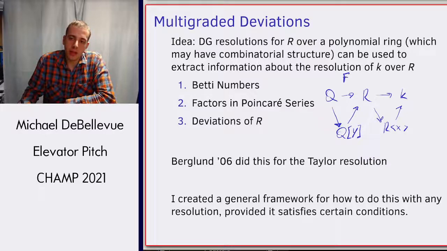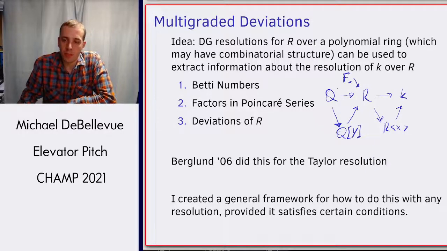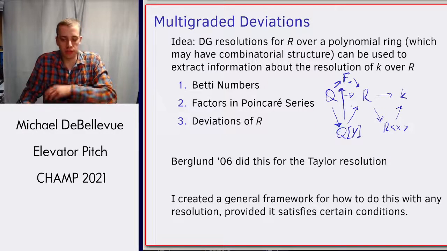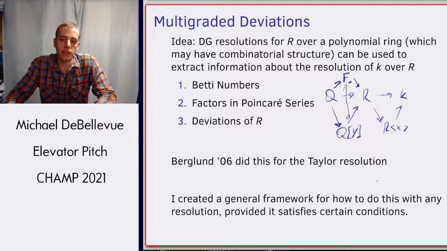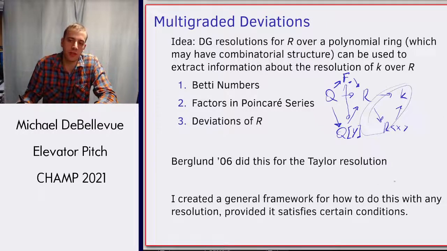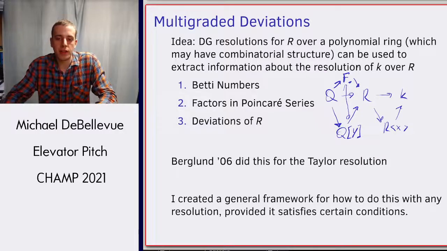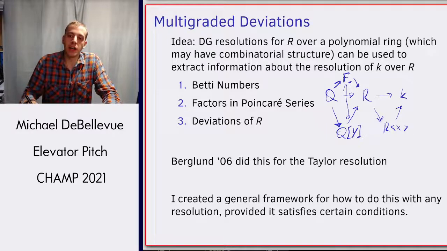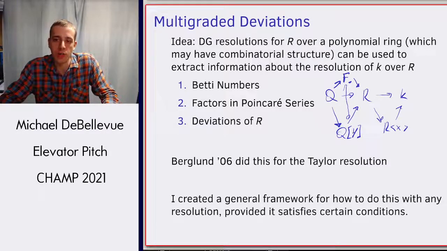And if you just take some other DG algebra resolution, maybe the minimal resolution for R over Q has a DG algebra structure, sometimes you can relate these two things. With either a surjective map going up or maybe an injective map going down, you can say something about the deviations of the ring, which is like a property of this resolution of K over R. You can say something about that just by using this data over here. And this is something that Berglund did back in 2006 with the Taylor resolution, used the Taylor resolution for F. And what I did is I created a general framework for how to do this type of thing, but with any choice of F, any DG algebra resolution, provided you can find a map going one way or the other, satisfying certain conditions. You can use that to say something about the deviations of the ring R.